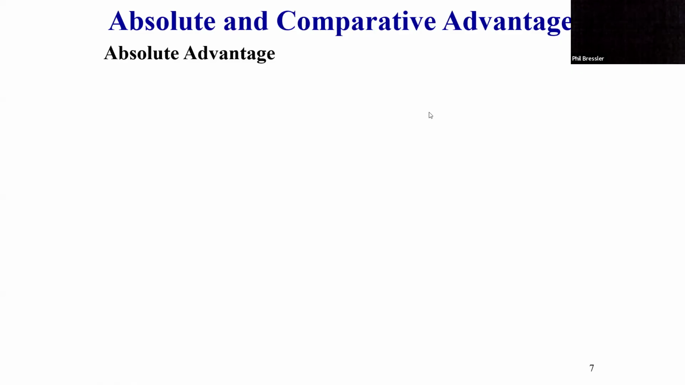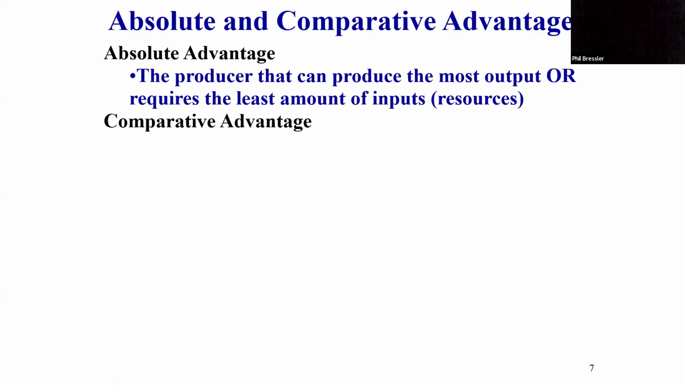So absolute advantage can be defined as the producer that could produce the most output. What do I mean? Who could produce the most corn? Who could produce the most cars? Who could produce the most computers? That's the country that has the absolute advantage. Or requires the least amount of input.